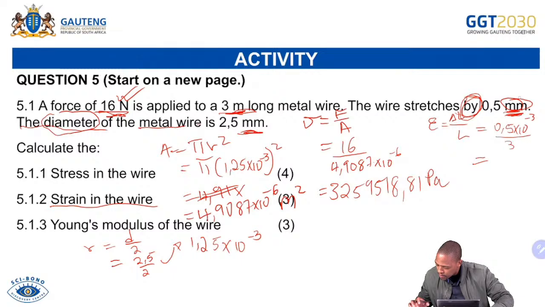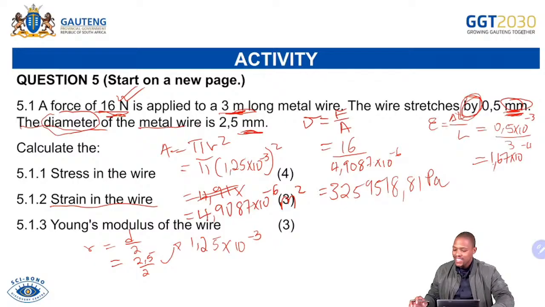times 10 to the power of a negative 3. Right, then it should be 1.67 times 10 to the power of negative 4 without any SI unit. It's strain after all. Lastly, Young's modulus. Look at the marks. 4, 7, 10. 10 free marks that we're talking about.